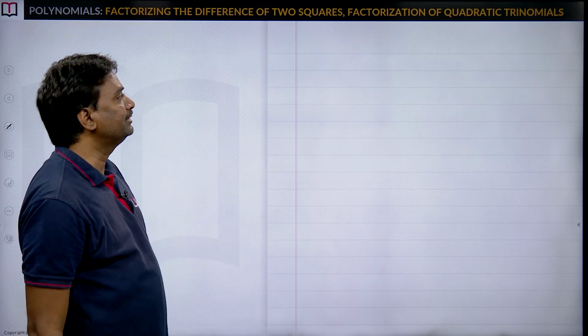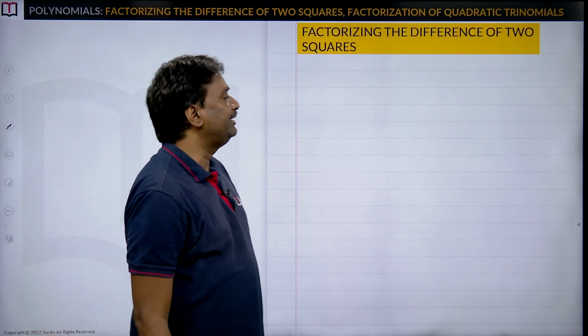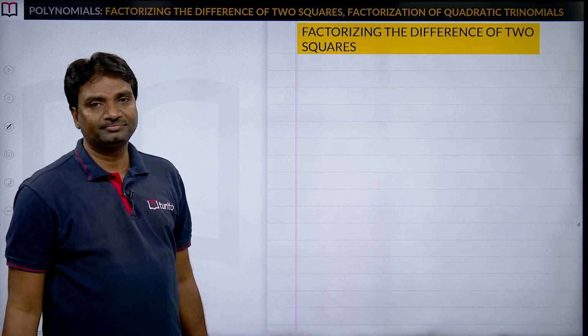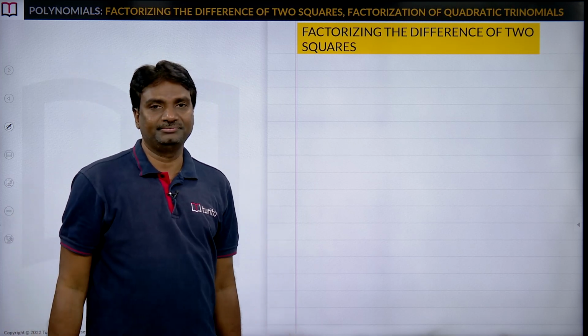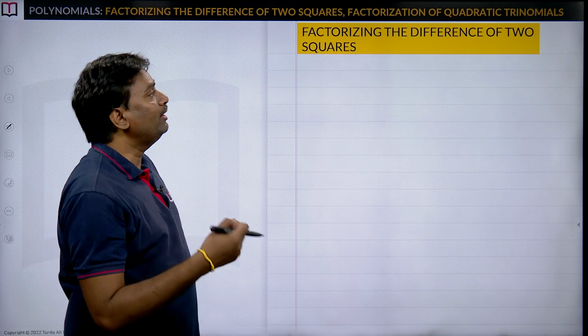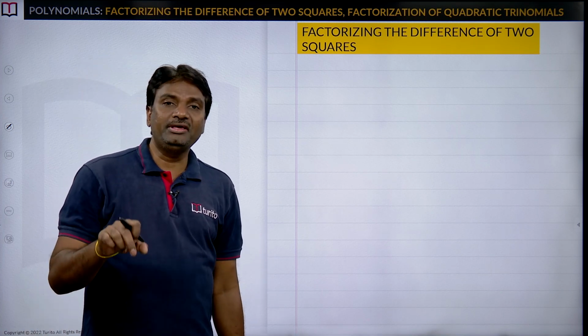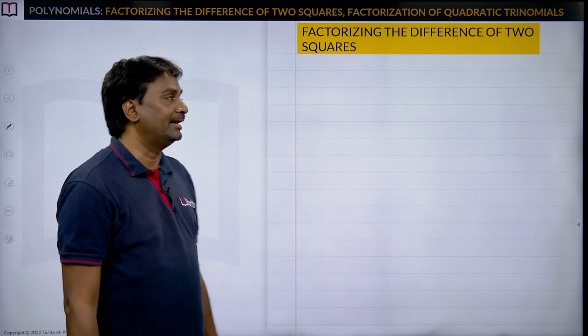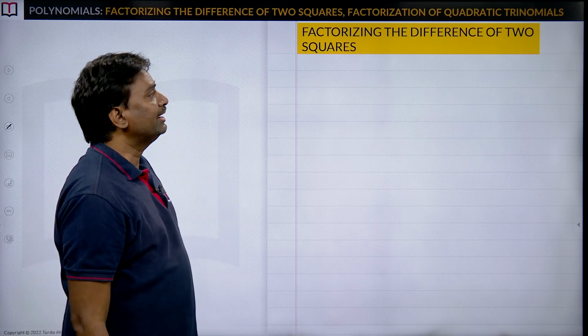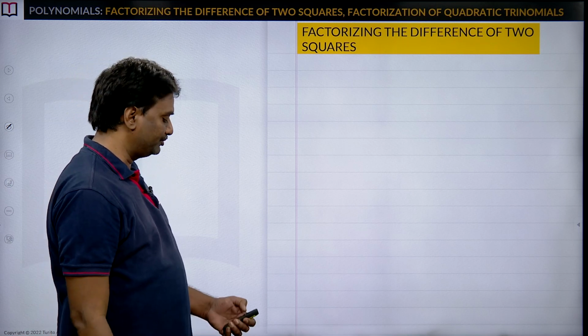First, let us take factorizing the difference of two squares. Difference means minus. When we have two terms, and they are two squares, we have to subtract one from the other. That is known as factorizing the difference of two squares.